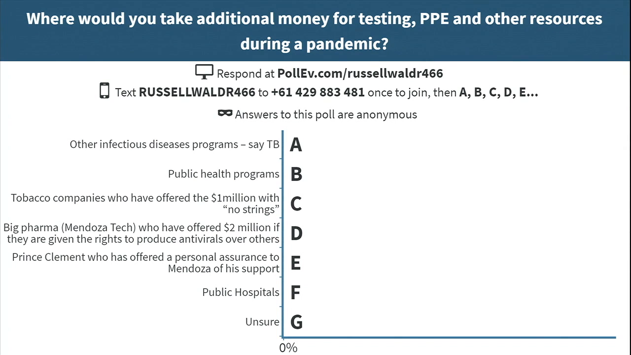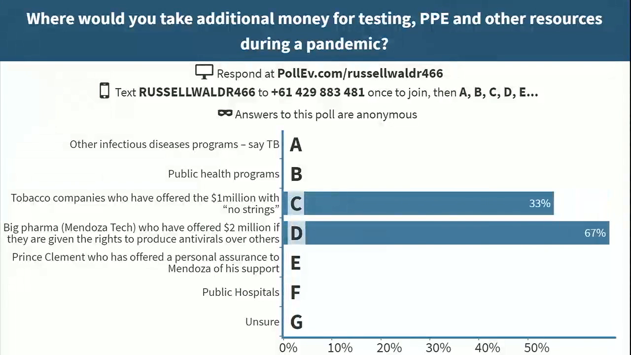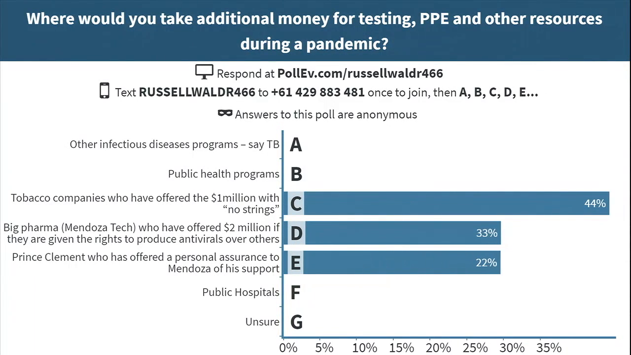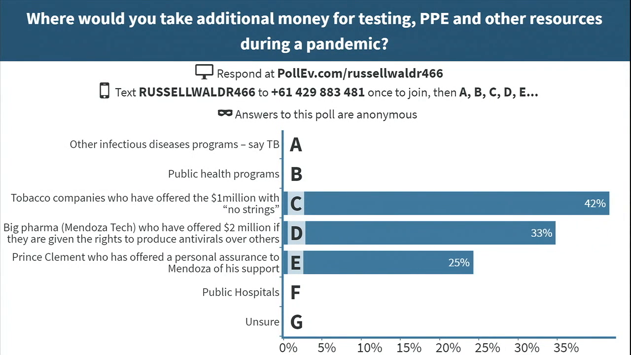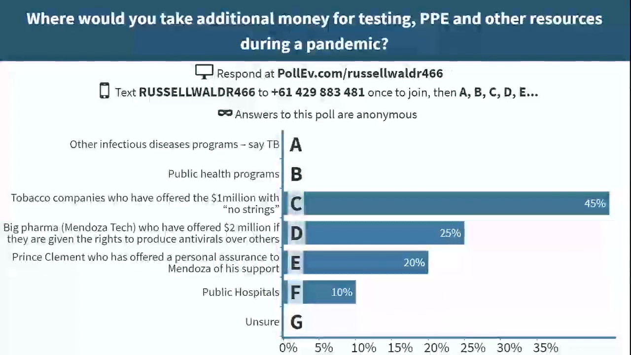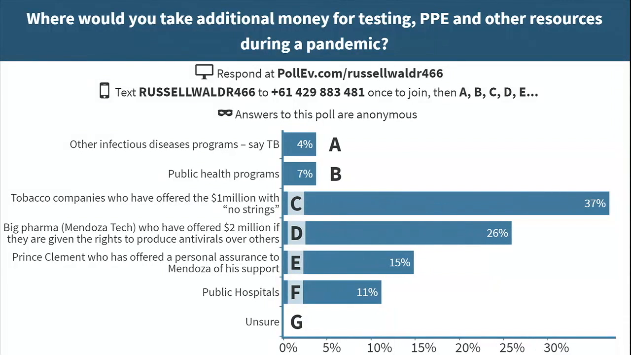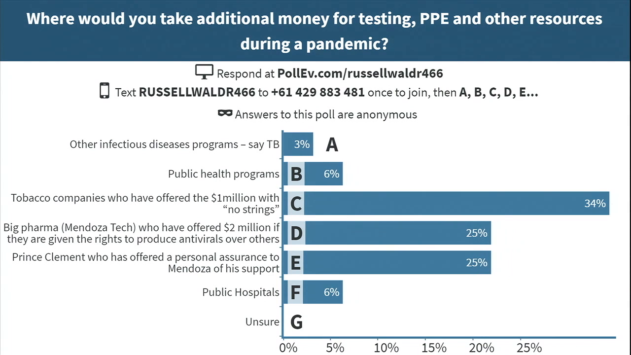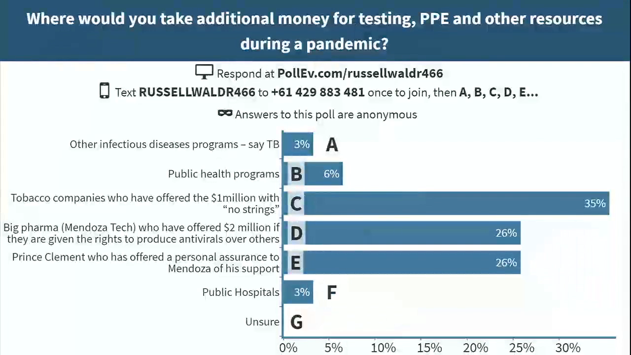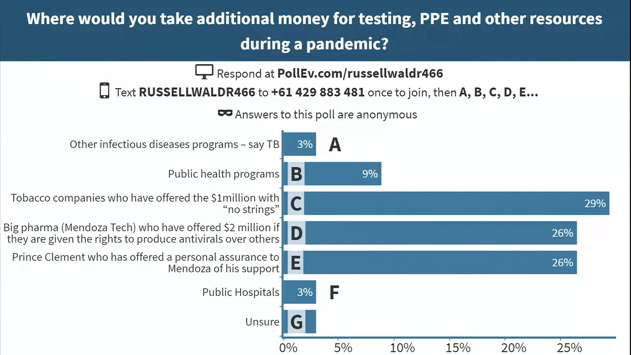So, where would you take additional money for testing, PPE and other resources during this pandemic? Cast your votes, please. Yep, hit those tobacco companies. Public hospitals are taking a hit. Okay, interesting spread of votes there. It's a finite pie, right? The money's got to come from somewhere.